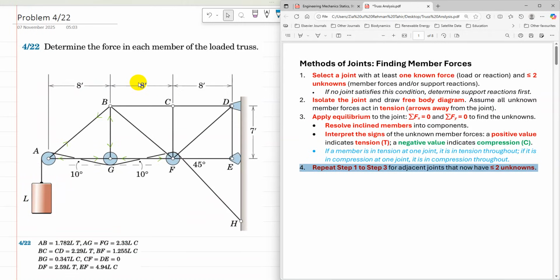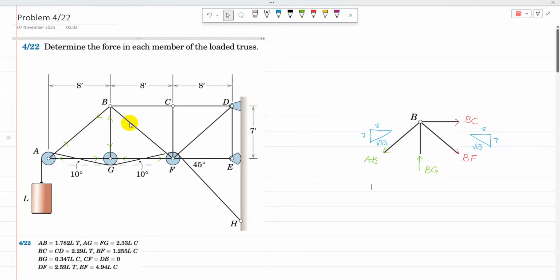Now we need to select the next adjacent joint to G. So B and F are adjacent joints. At B, there are two unknowns now, and at F, there are four unknowns now. So I'm going to isolate joint B and draw its free body diagram. For joint B, AB is in tension, BG is in compression, and BC and BF are assumed in tension. To find the components of BF, triangle BCF is used, and to find AB, triangle ABG is used.